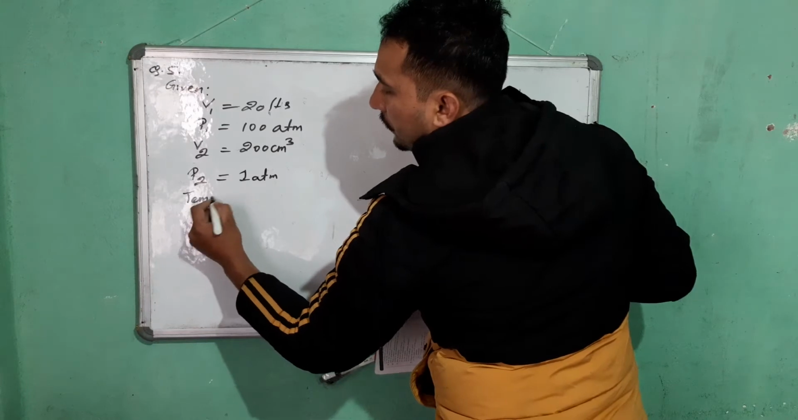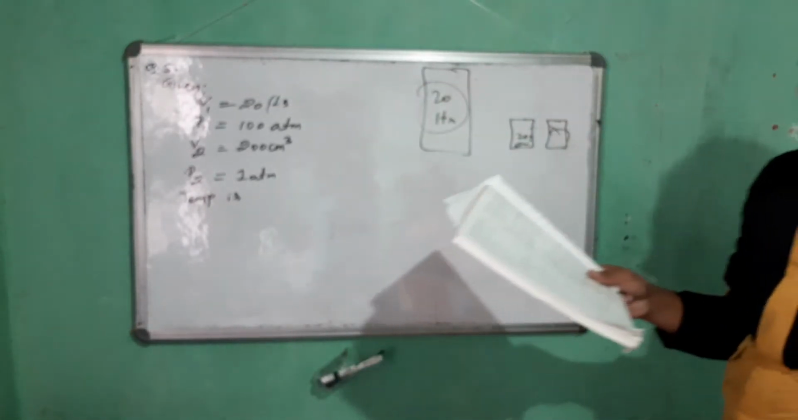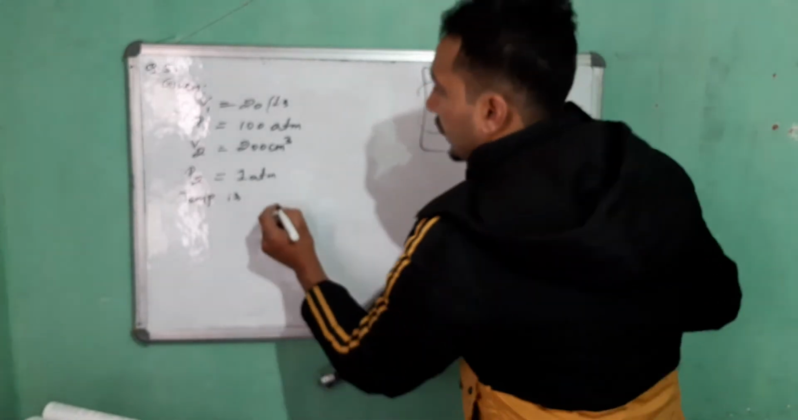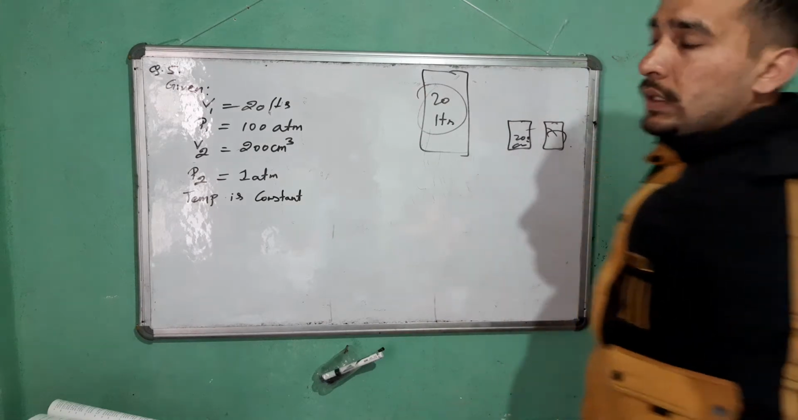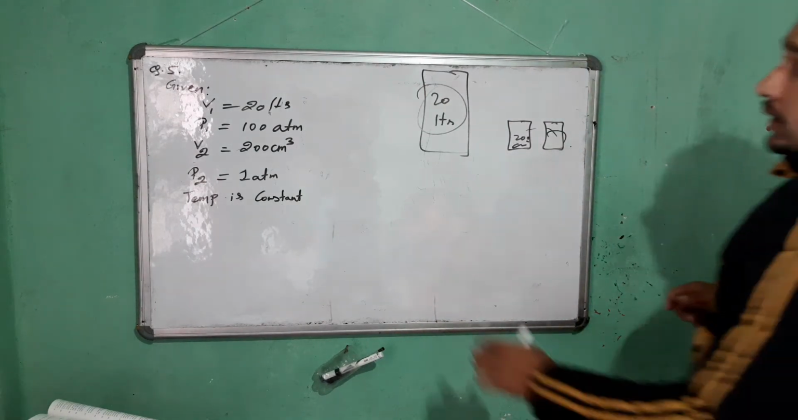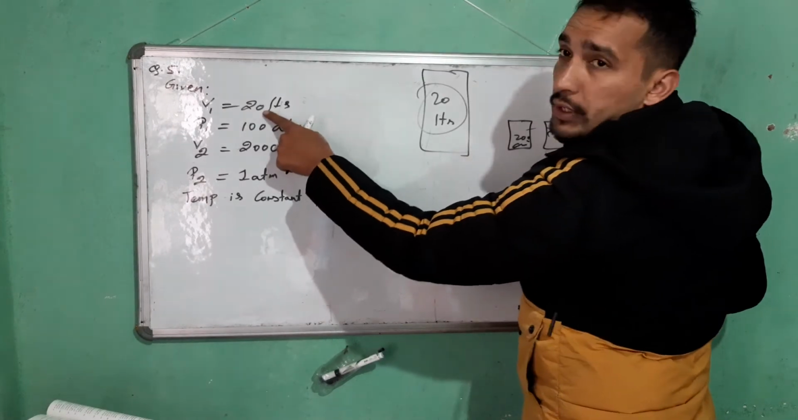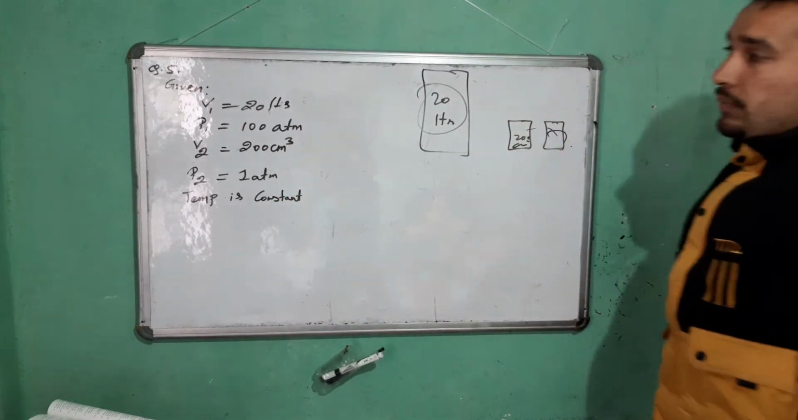Temperature remaining constant. Temperature is constant. This volume is given in liters and this is in centimeter cube, so we have to convert it to the same units.